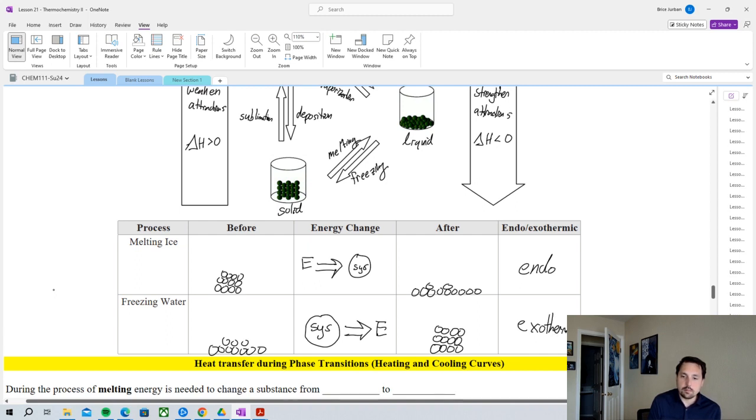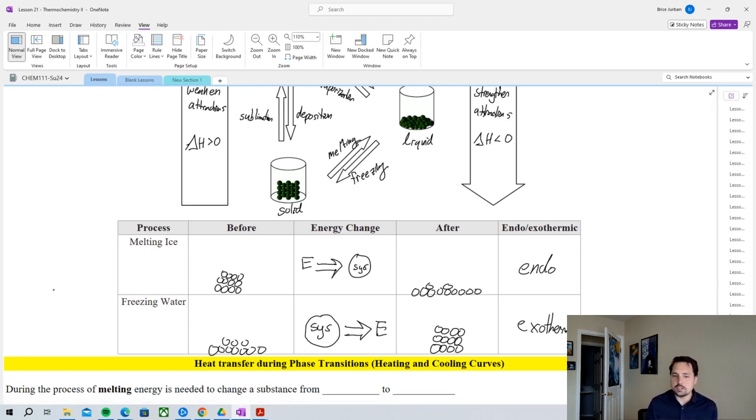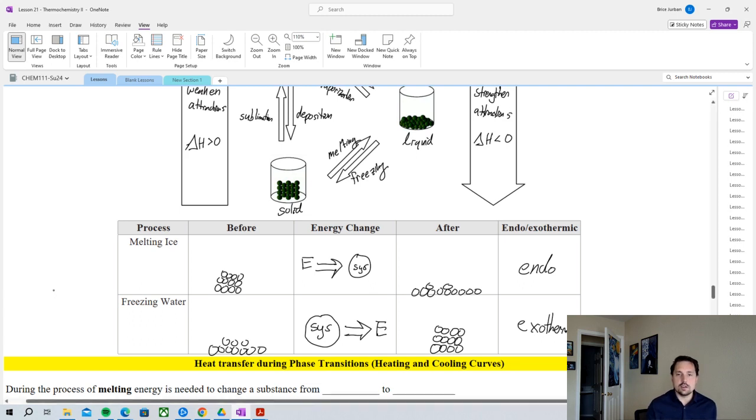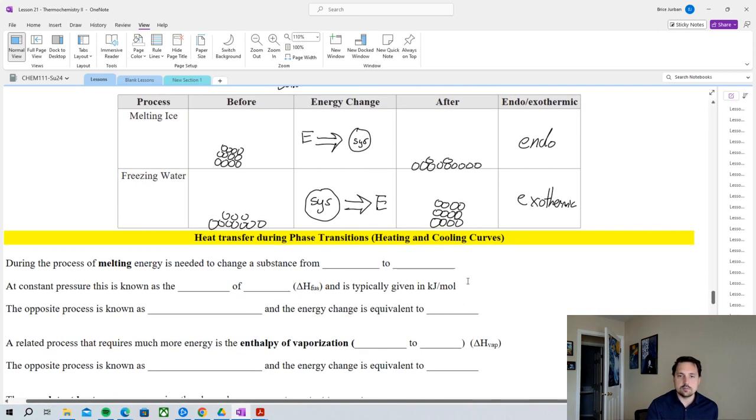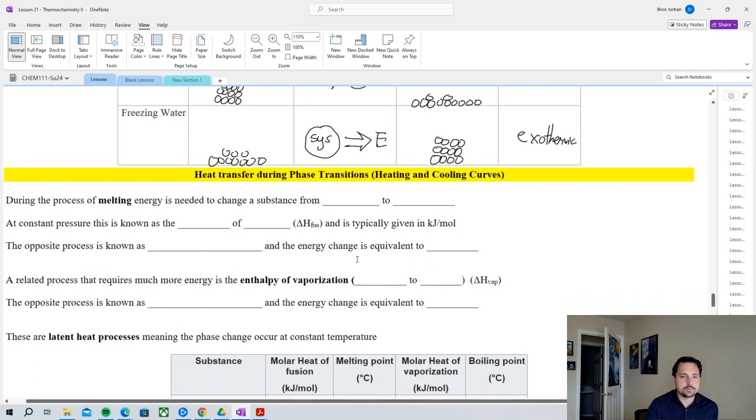This can be hard for me to wrap my brain around, because I'm like, wait, if we want to make it more structured, shouldn't that require energy? But it's actually opposite. This state here is more stable. So when you have a stable state, it actually releases energy.